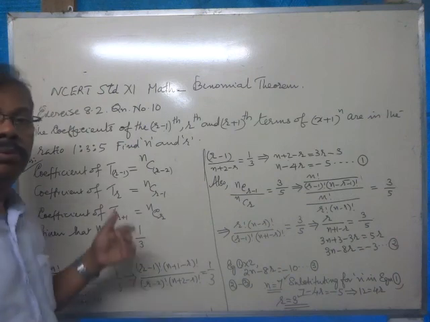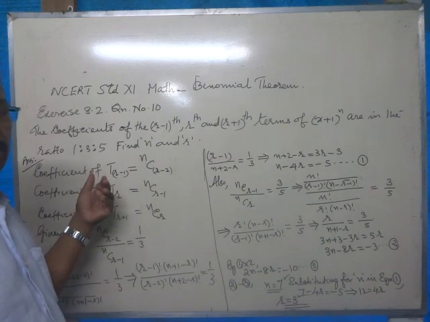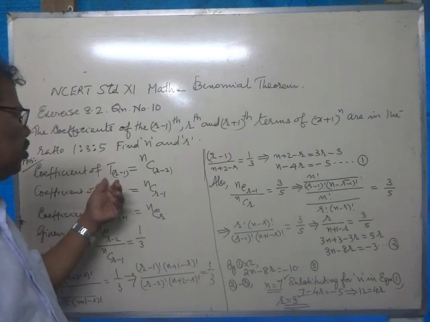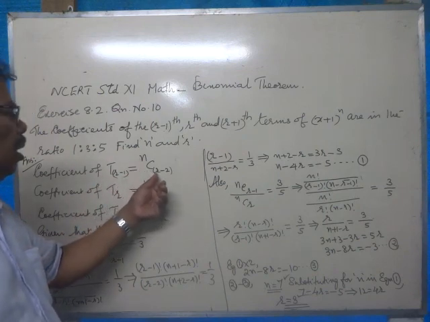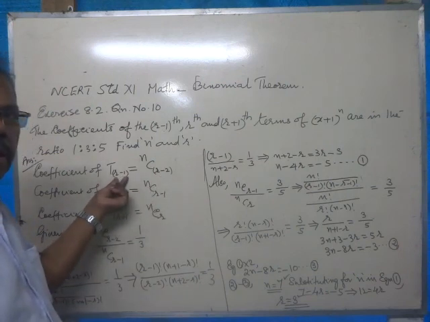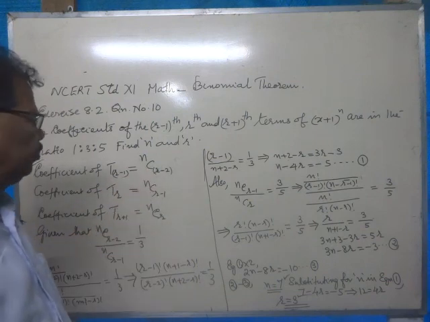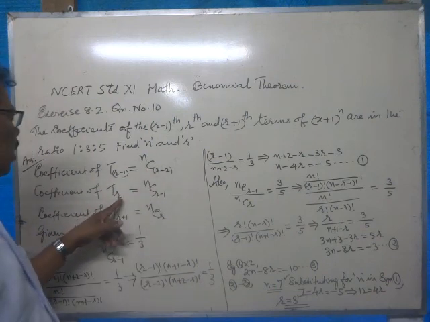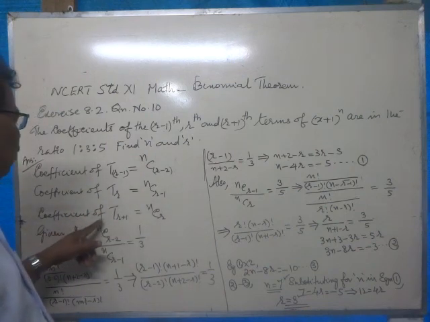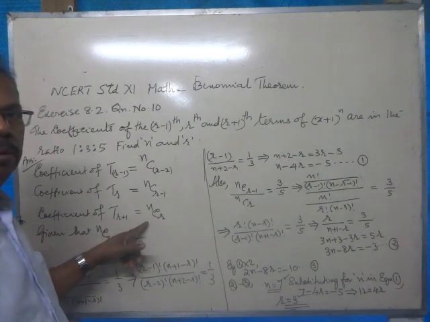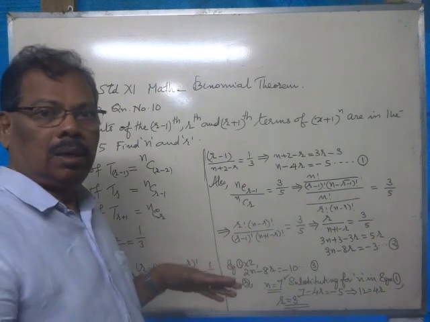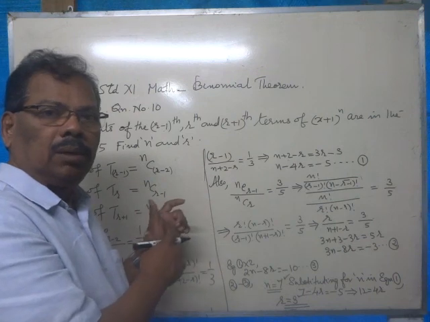The coefficient of T(r−1), that means the (r−1)th term, is nC(r−2), 1 less than r−1. Now the coefficient of the rth term will be nC(r−1). Then the coefficient of the (r+1)th term will be nCr. We don't take the whole term, we require the coefficient only.